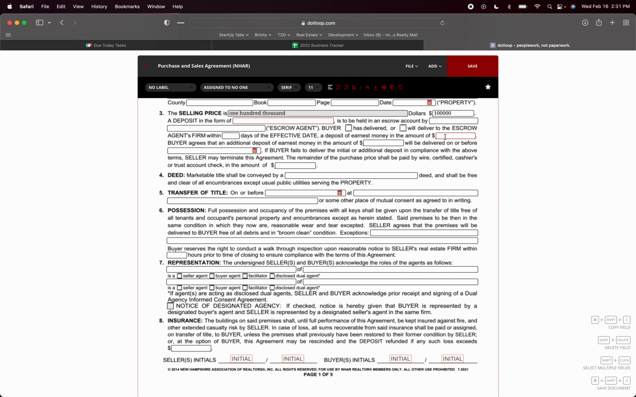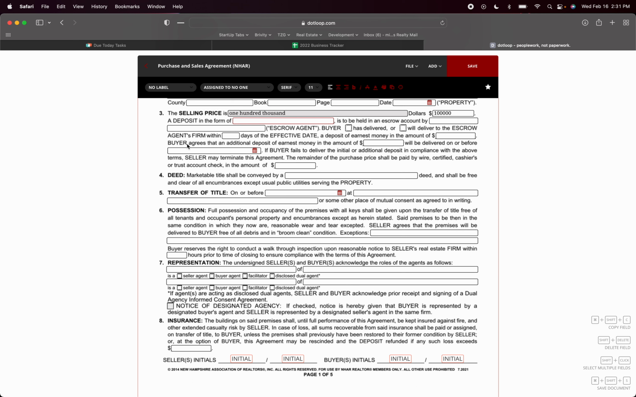That being said, for higher priced properties, or if you are a buyer wanting to make this offer look more attractive, a higher amount there can look more attractive to the seller. And it can kind of indicate that the buyer is more serious about the property. So just something to keep in mind there. Again, that can be any amount that both buyer and seller agree to.